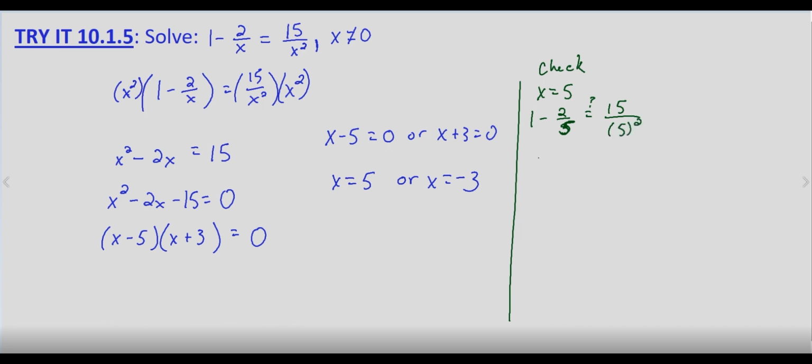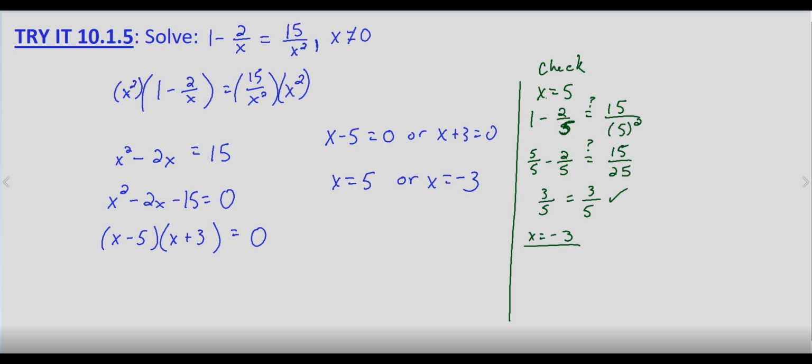So 1 minus 2 over 5, that is 5 over 5 minus 2 over 5. And we want to know, does that equal 15 over 25? So 5 over 5 minus 2 over 5, that's 3/5. And if we reduce this other side, 15 over 25, 15 divided by 5 is 3. 25 divided by 5 is 5. So that checks. Now what about when x equals negative 3?